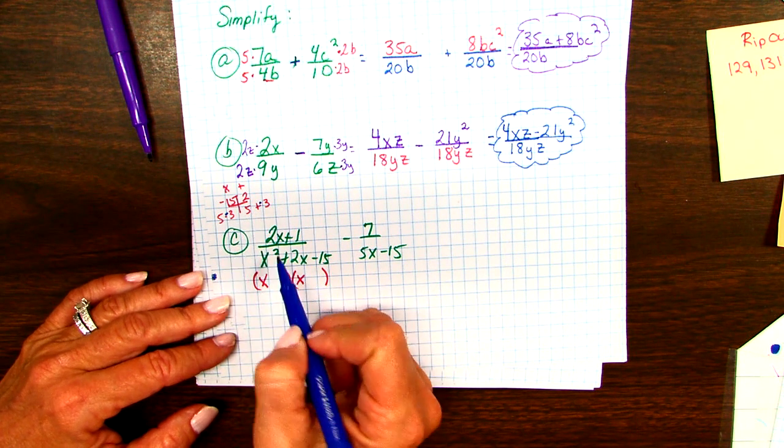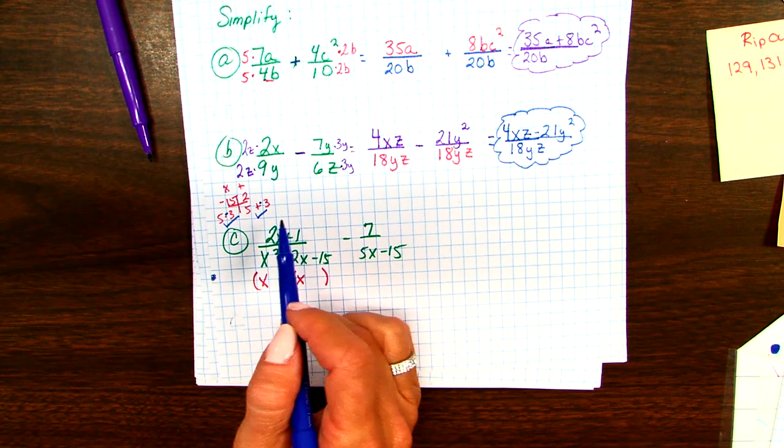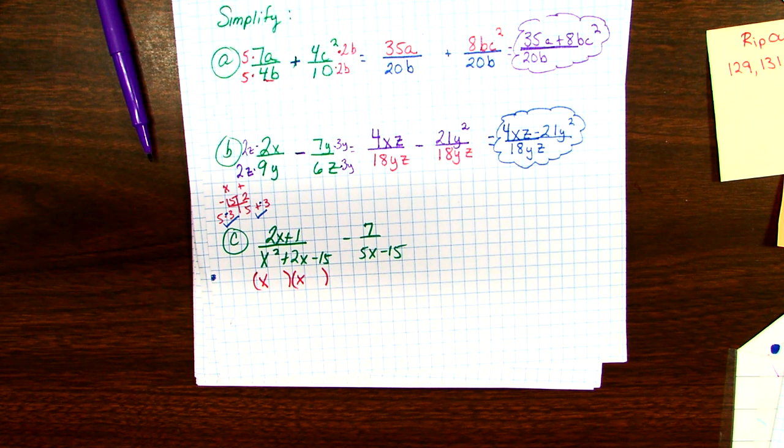You want a positive 2. Please don't guess on those if you're taking a test or doing your homework. Use your calculator. You're allowed to use it. So pick up your calculator and type in negative 5 plus 3. Did I get a positive 2 when I did that?